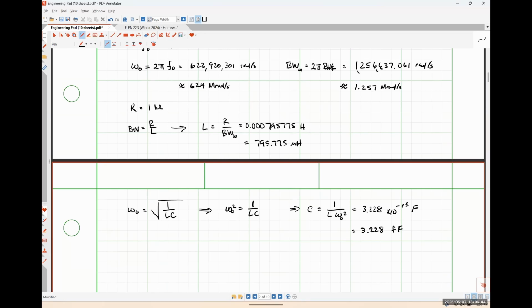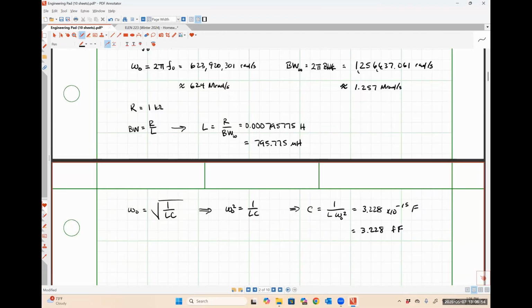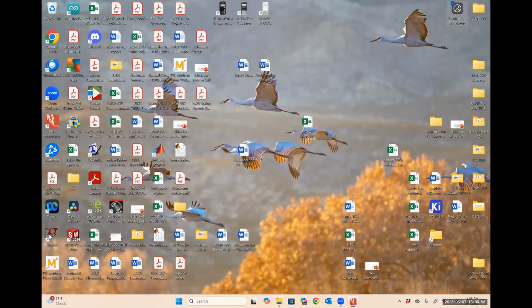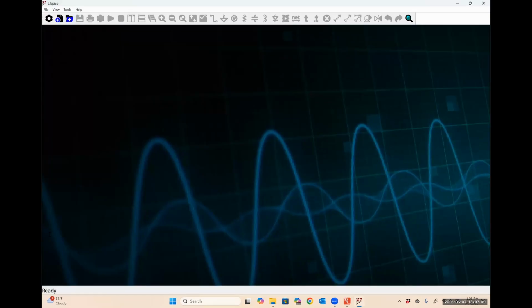I feel like a jackass for saying there's no way to screw up this easy design problem, and then I managed to screw it up at least twice here in the last couple of minutes. So that's what my hubris gets me. All right. So I just want to throw this into LTspice real quick and just kind of see what shakes out, right?